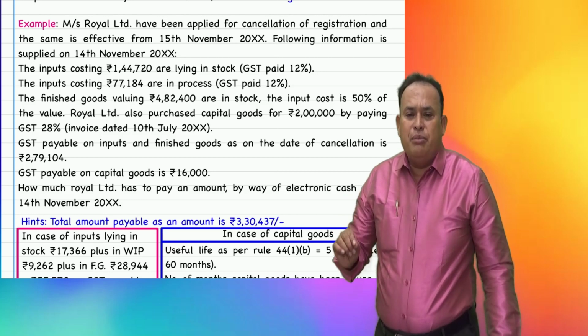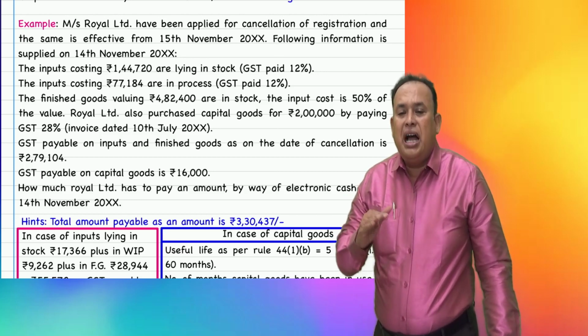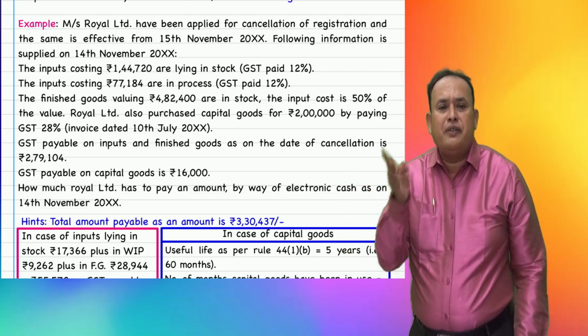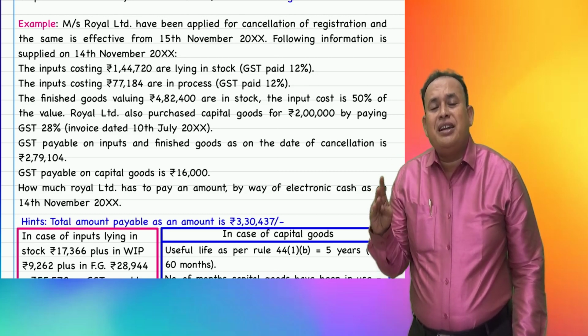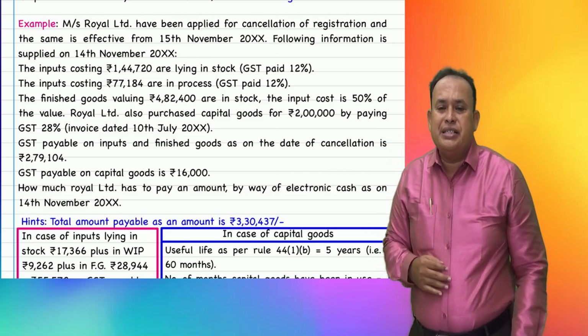Royal Limited has applied for cancellation of registration, and it is effective from 15 November. So 15 November is the cancellation of registration. In that case, the following information is given on 14 November, that means immediately preceding the date of cancellation.